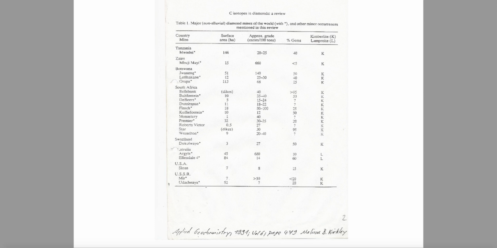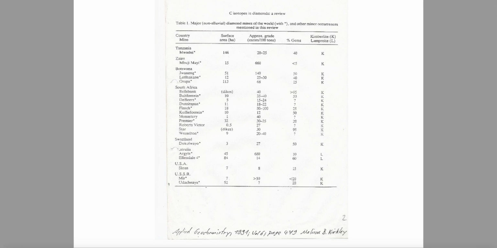We will now not go through all the different mines in detail. But the biggest diamond producer nowadays worldwide is Botswana. And the mine which produces most of the worldwide diamonds is the Jwaneng mine, which is about 200 kilometers to the west of the city Gaborone. The surface area is 51 hectares, and the approximate grade is 140 carats per ton. We have a gem quality of 50%. It was brought up by a kimberlite.